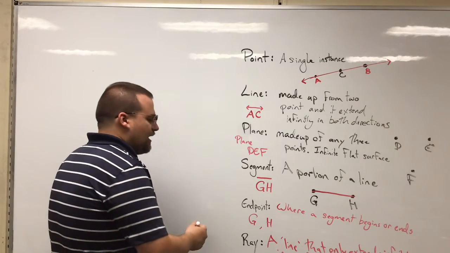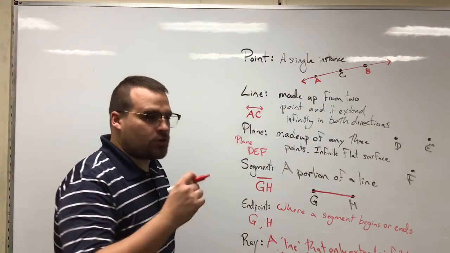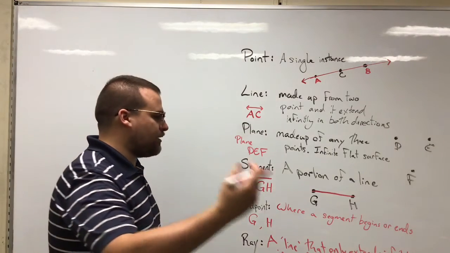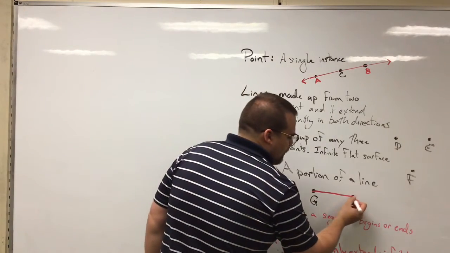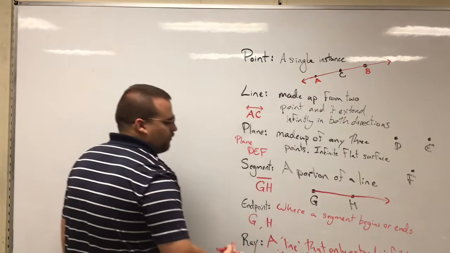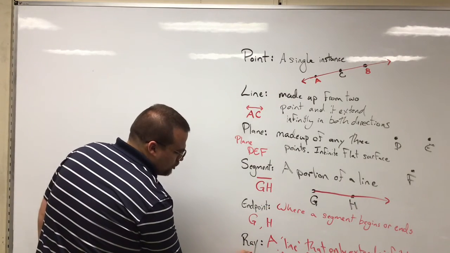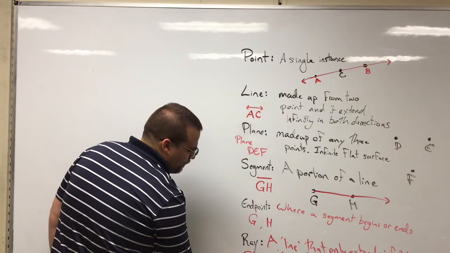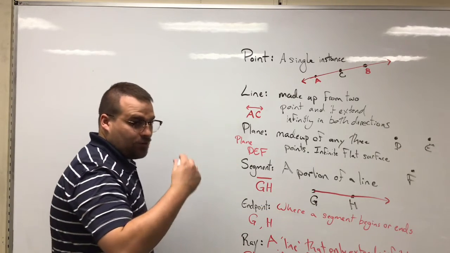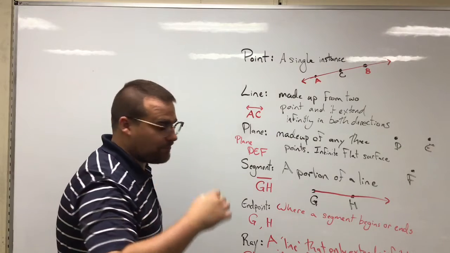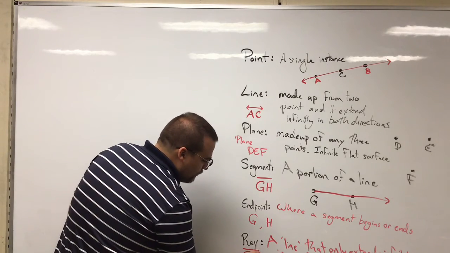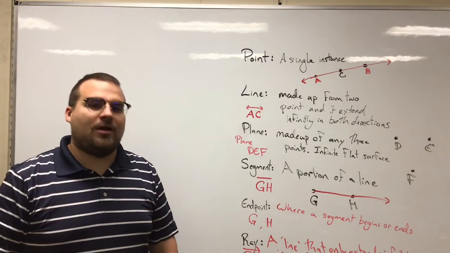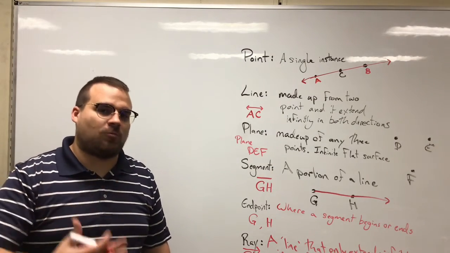What you want to do with a ray is you want to name it starting with its endpoint and then another point it goes through. So if it looked like this, I'm going to use the first example we had. Its starting point is G, and then it also goes through H. And then we're going to write a little symbol over it. You guessed it. It's going to look like this. A straight line with only one arrow, and that's our designation of ray.